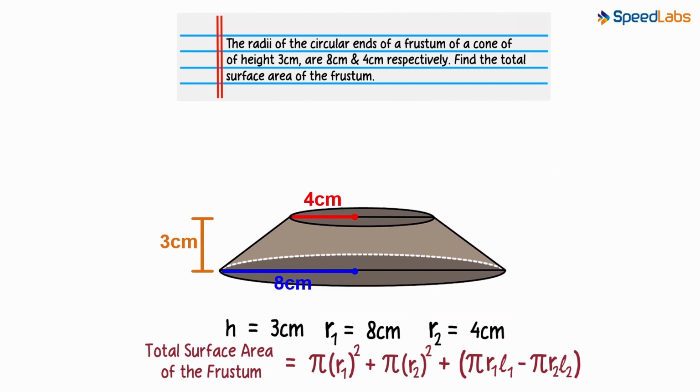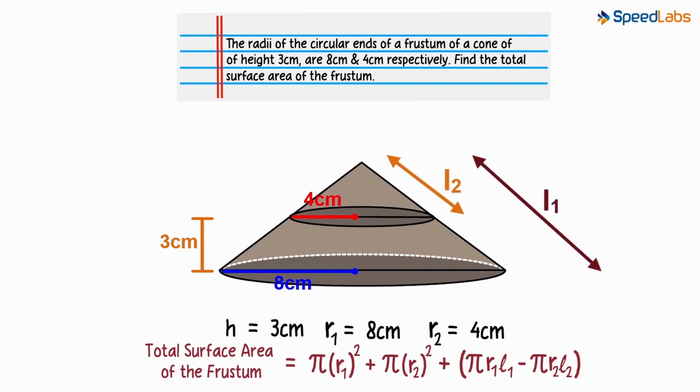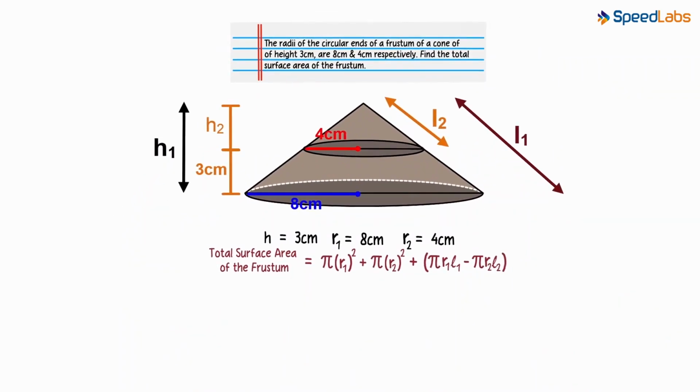If you remember from the previous video, if we attach this smaller cone with radius of its base r2 to this frustum, then L1 is the slant height of this bigger cone and L2 is the slant height of the smaller cone. H1 is the height of the bigger cone and H2 is the height of the smaller cone. Hence, we need to find the two variables L1 and L2 first. How do we find them?